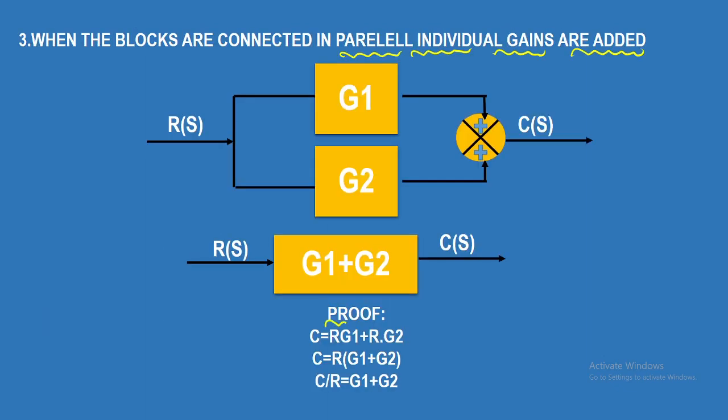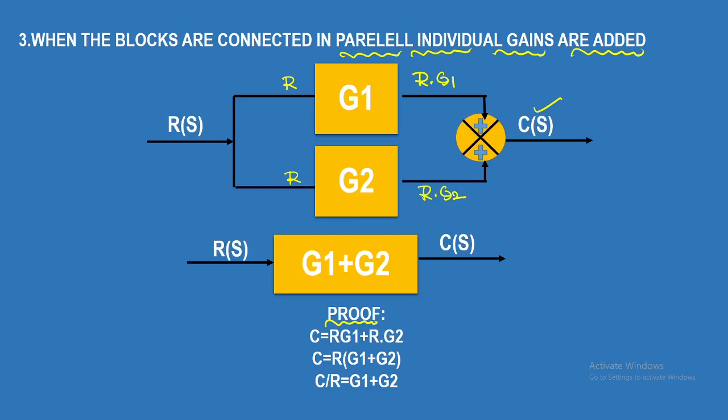Proof will be given here. C of s can be written as R into G1 plus R into G2, because the input will be the same for both blocks, that is R. So the final C of s can be written as C equals R into G1 plus R into G2.